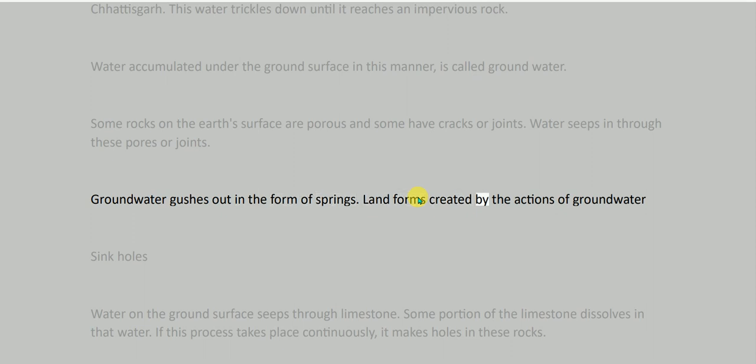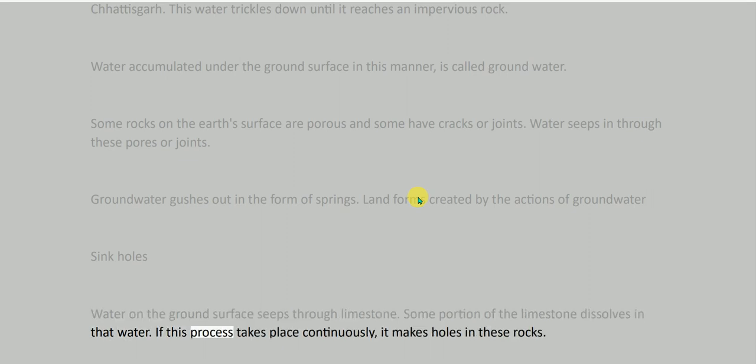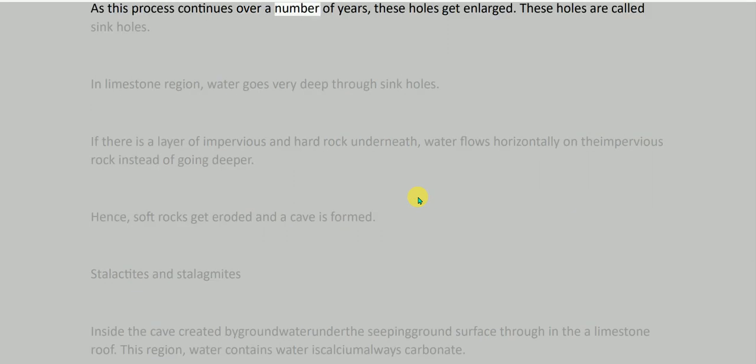Landforms created by the actions of groundwater: sinkholes. Water on the ground surface seeps through limestone. Some portion of the limestone dissolves in that water. If this process takes place continuously, it makes holes in these rocks. As this process continues over a number of years, these holes get enlarged. These holes are called sinkholes.